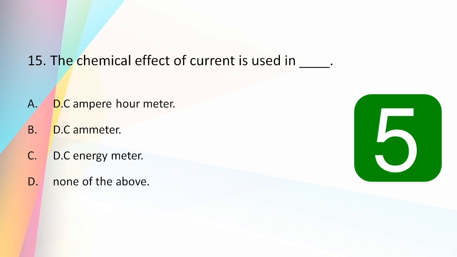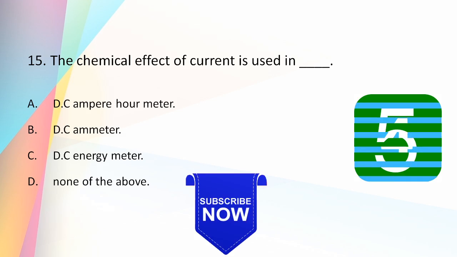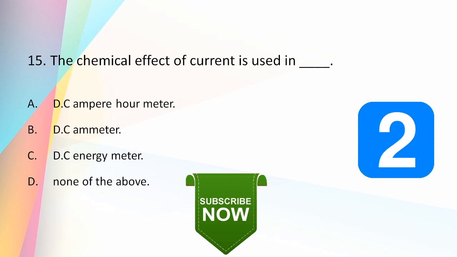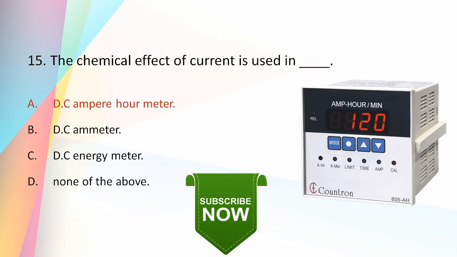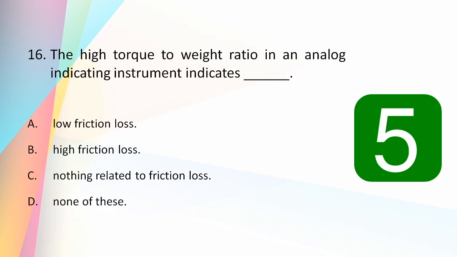The chemical effect of current is used in: DC ampere meter, DC ammeter, DC energy meter, none of the above. And the answer here is DC ampere hour meter. Battery is rated in terms of ampere hour. The chemical effect of current is created by the batteries. Hence, the DC ampere hour meter is used to measure the ampere hour rating of the battery. So, the chemical effect of current is used in the DC ampere hour meter.